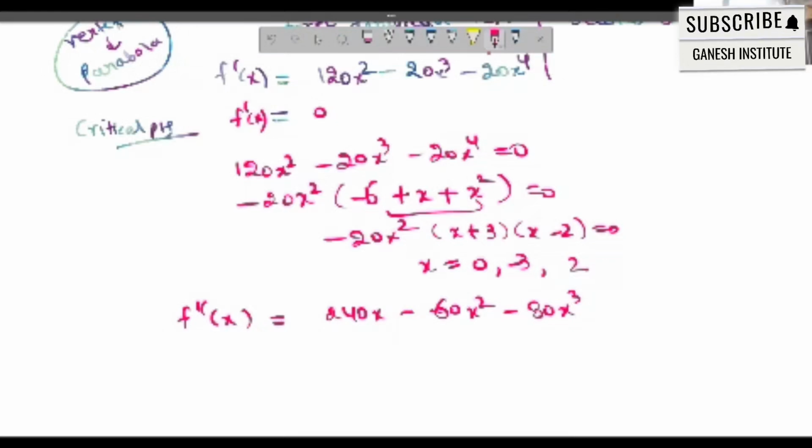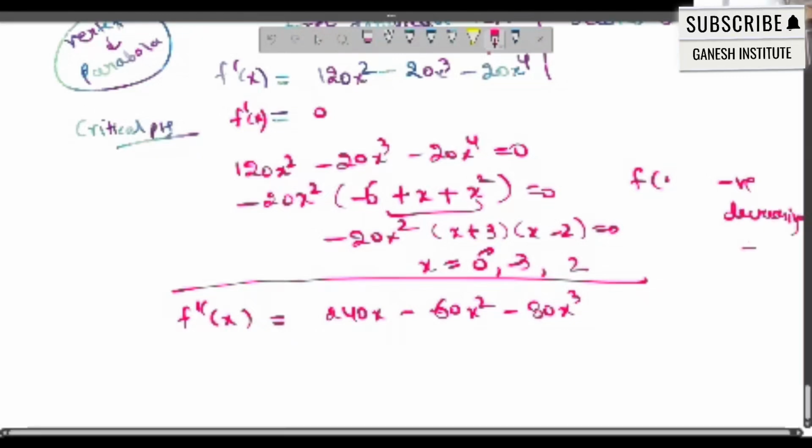So we substitute each of these critical values. There are two things. One method is you can put these values and find out what is the value of f dash when you are putting. If it is negative, it is decreasing. If it is positive, it is increasing.